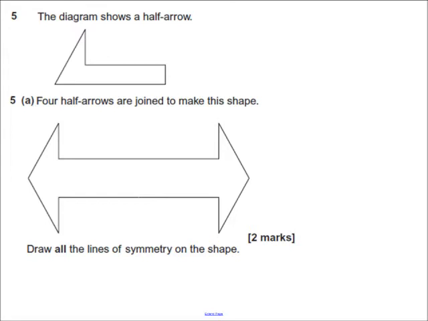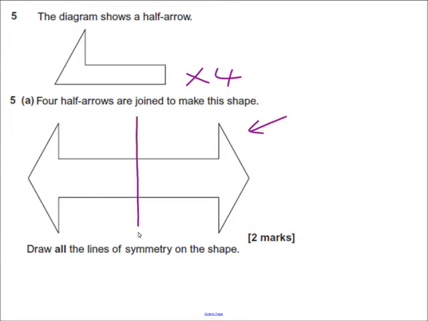Question 5 says that the diagram below shows half of an arrow. 4 arrows are joined to make this shape. So here we have quite a strange looking shape by joining 4 of these things together to create it. It says draw all the lines of symmetry for this new shape.